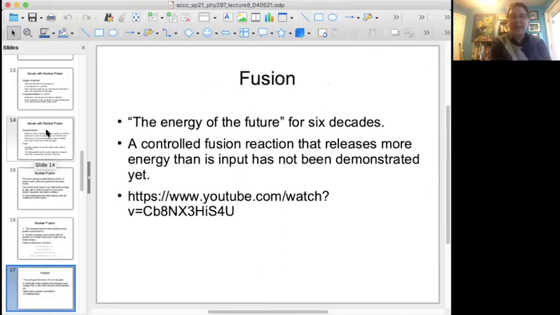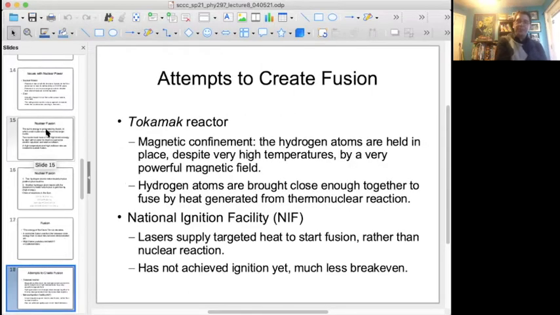Fusion was considered the energy of the future in the 1950s. It still is. The practical hurdles for utility scale fusion have not been overcome. We have yet to cross the break even point in a controlled fusion reaction. But there are still some attempts to create fusion. So you have what's called a tokamak reactor, where you have magnetic confinement. So the hydrogen atoms are held in place by a very powerful magnetic field and then brought close enough together that they can fuse.